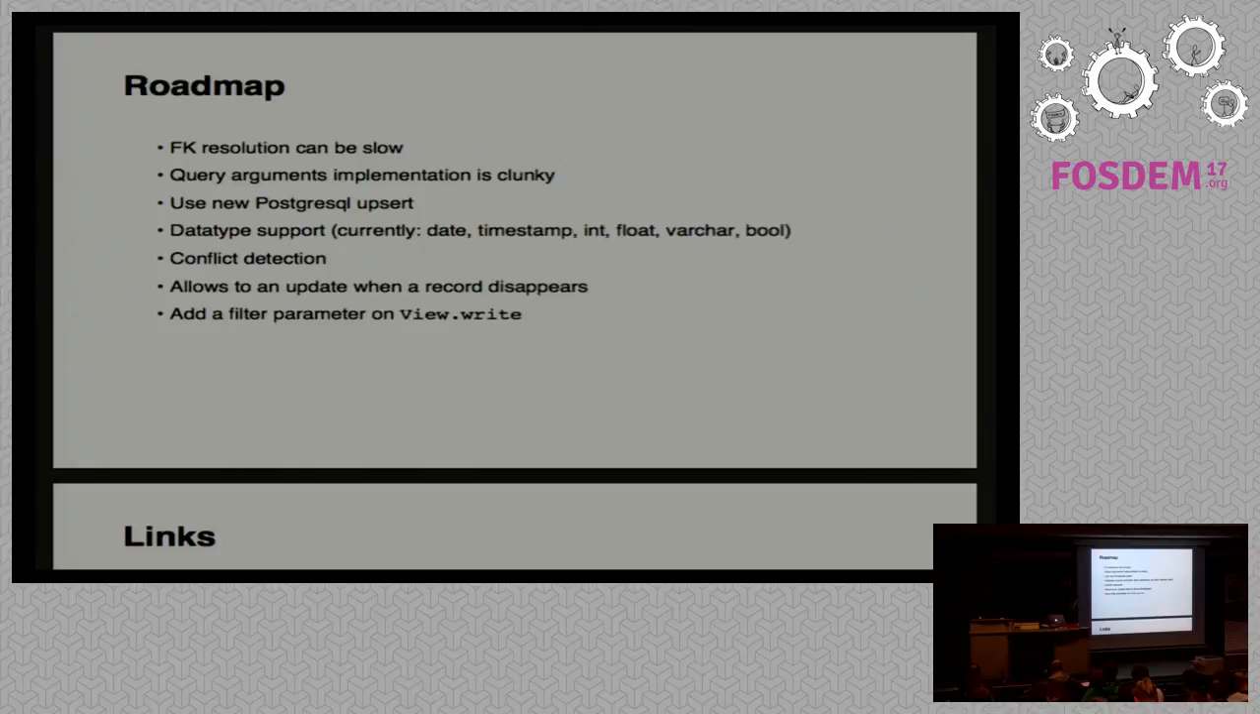We may need to, I already see some applications, trigger something else than a deletion when a record disappears. And a filter when we write. So if you have a filter when you write, first you know you won't overwrite something you don't expect to write, but you also won't delete something you don't want to delete.